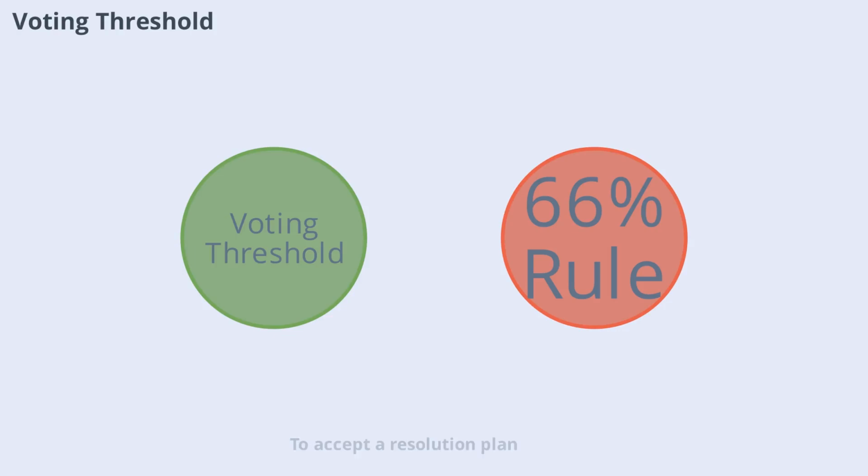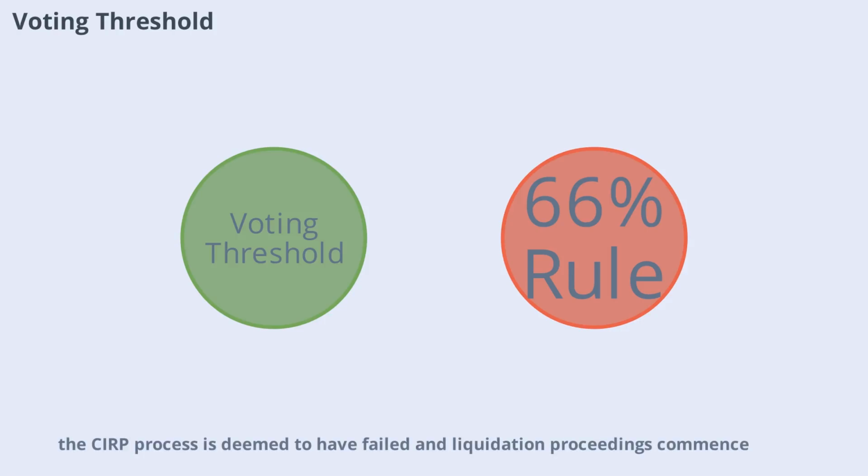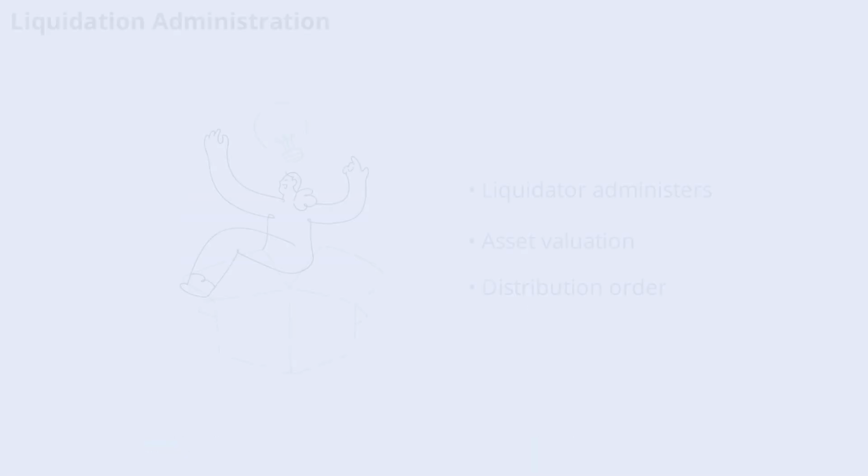To accept a resolution plan, the Committee of Creditors must have a minimum of 66% vote. If the plan is not approved with the required votes, the CIRP process is deemed to have failed, and liquidation proceedings commence. This voting threshold was reduced from 75% to 66% in August 2019, making it easier to reach consensus and expedite the process. Liquidation is ordered.